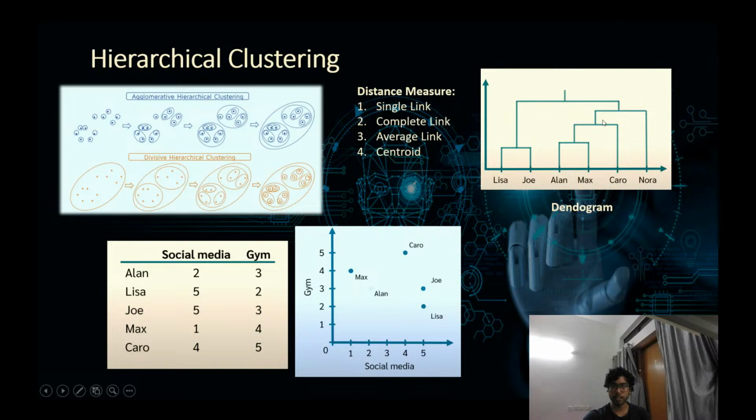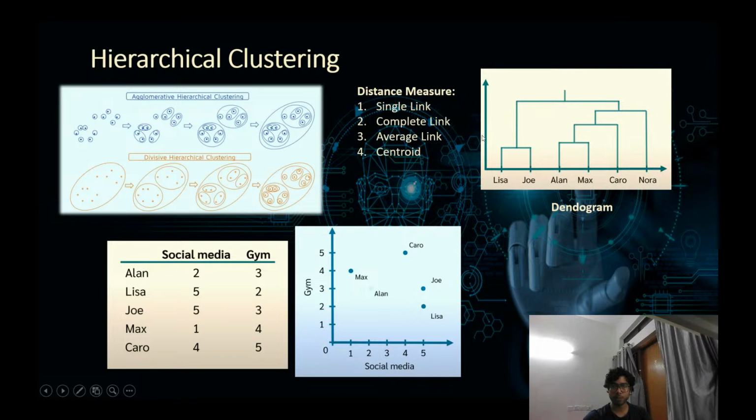Then in the third iteration, if you see, Alan, Max, and Caro were clustered, right? And after that, Alan, Max, Caro, Nora were clustered, right? I don't know, in this diagram there is no Nora, but whatever. So this is how you read the dendrogram, and then finally all of the people are clustered together. Now let's say you want to have 4 clusters.